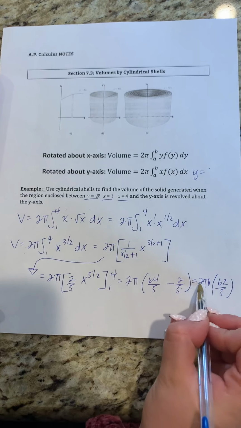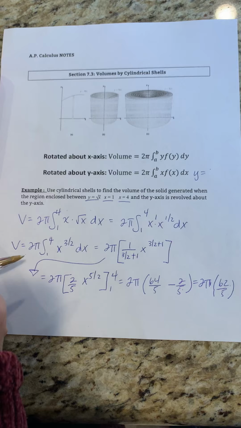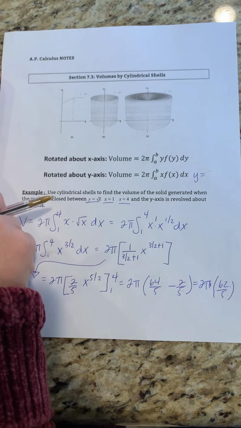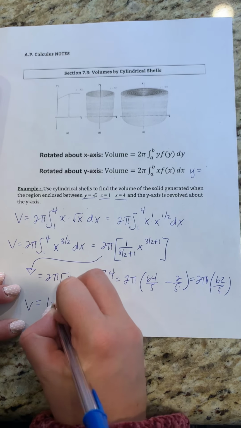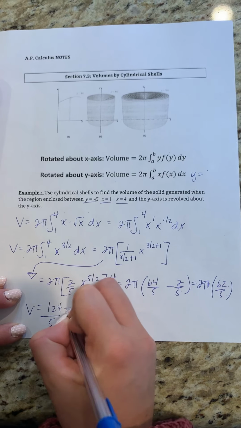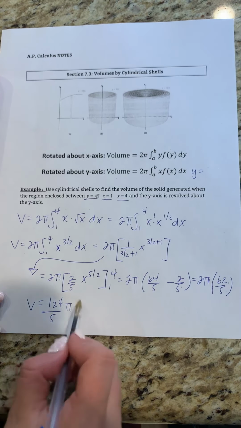So here's what we can do. Just do 2 times 62/5. Okay, and then our final volume is going to be 124/5 pi, or if you'd like the decimal version, that is also okay.